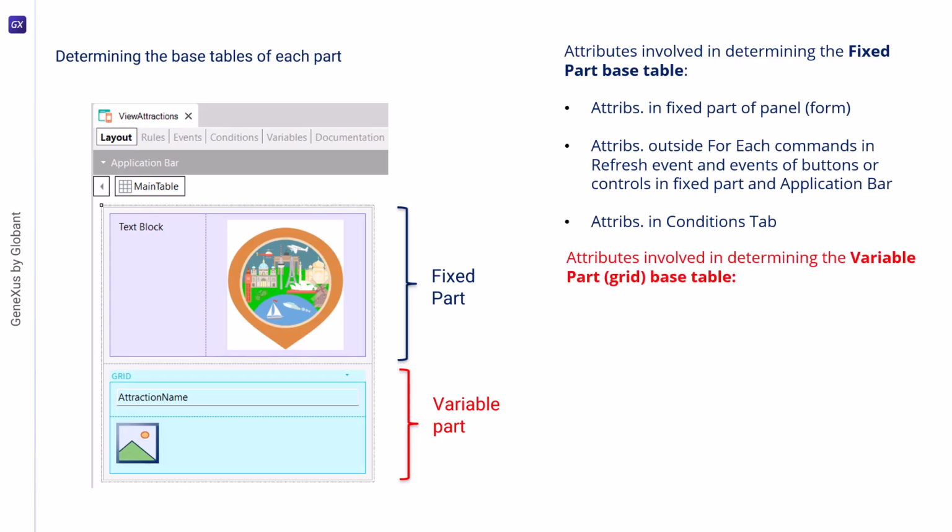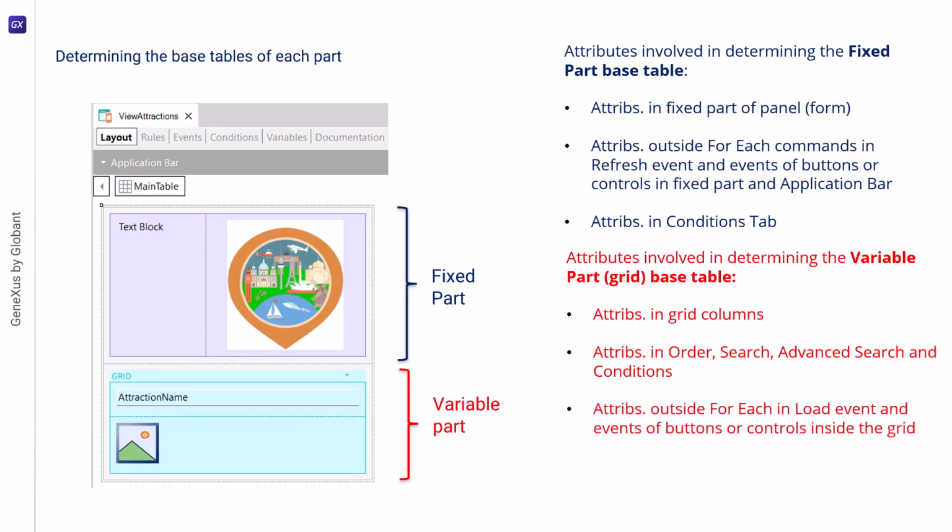To determine the base table of the variable part, in this case of the grid, the attributes taken into account will be those included in the grid columns, both visible and hidden, the attributes referenced in the order, search, advanced search, and the conditions of the grid, and the attributes belonging to the load event code as long as they are outside for each clauses, and included in the events of buttons or controls within the grid.